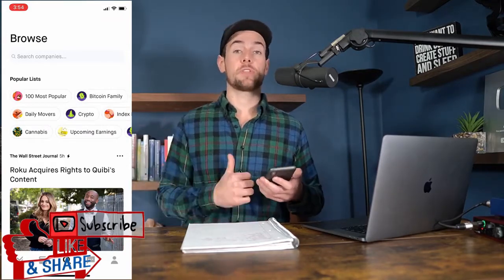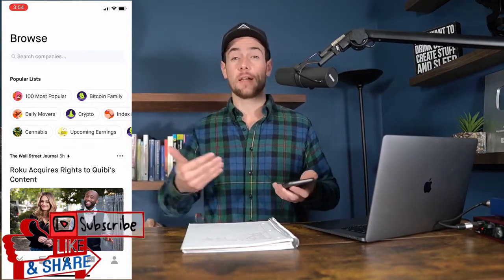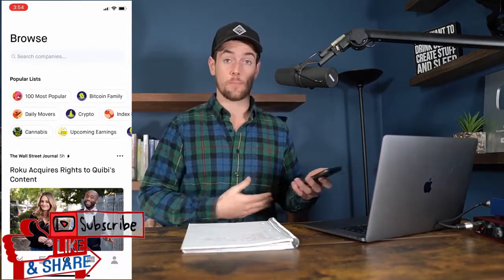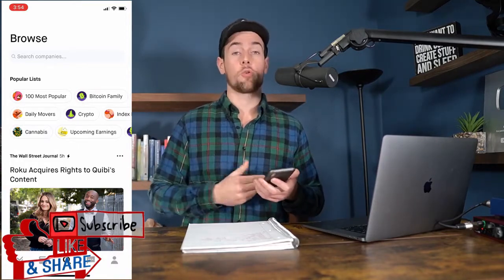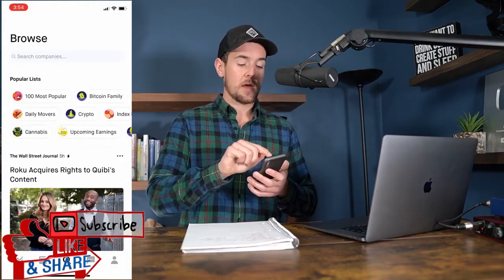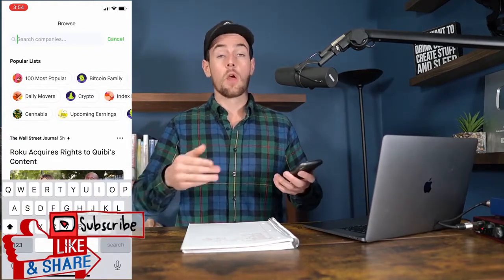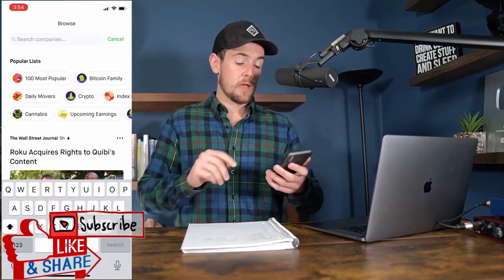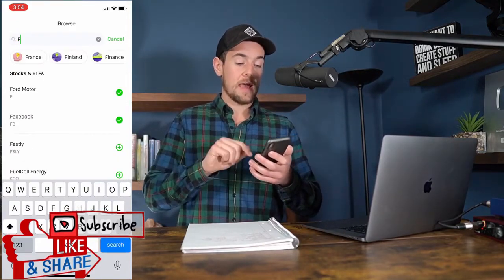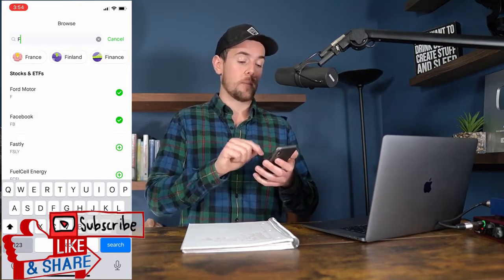So let's say, for example, you've done some research and you decided that you want to buy one share of Ford stock. Well, now let me show you how to purchase 1 share of Ford. What you're going to do is go to the search bar and type in either Ford or the symbol, which is just F. So let me type in F, and then I'm going to go ahead and click search. And as you can see, Ford Motor shows up immediately.